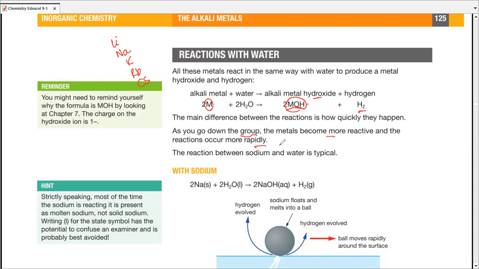Rapidly probably might not be the word to be able to cut it. You might have seen me using the word explosive, vigorous. As you go down the group, I would suggest here that you use the better adjective with it. Let's start with the reaction with sodium and water, and that is going to be a real typical reaction.